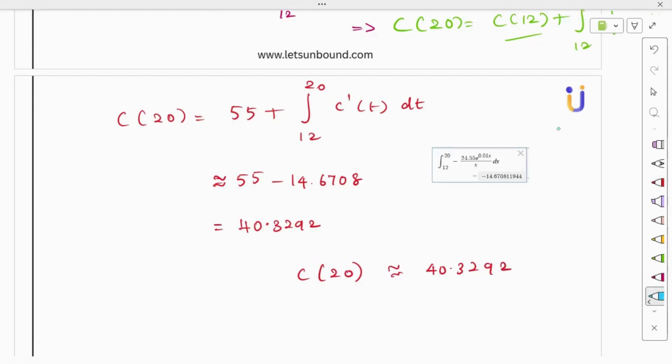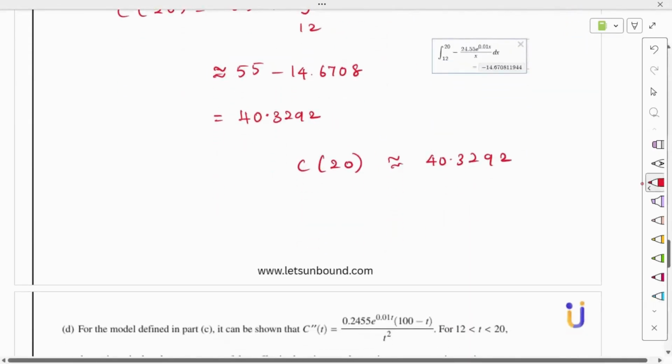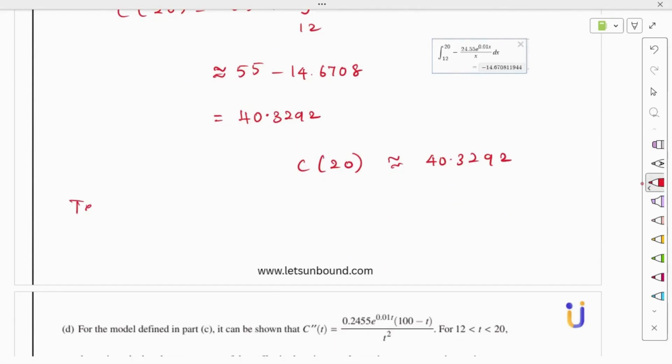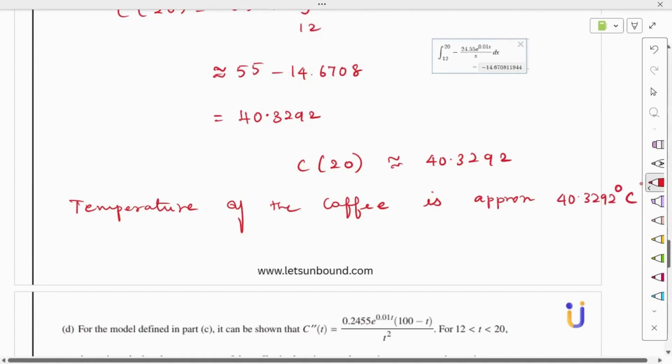What does it mean? If they ask for interpretation, we can mention it. But still, this is the temperature of the coffee. The temperature of the coffee is approximately 40.3292 degrees Celsius at time t equals 20 minutes. At the 20th minute, this is how the temperature is.